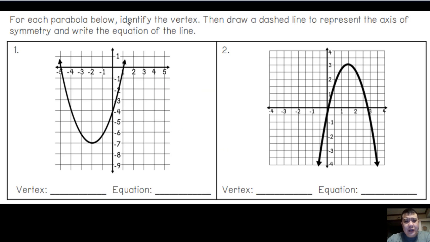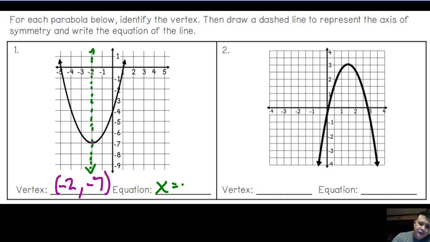For each parabola below, identify the vertex, then draw a dashed line to represent the axis of symmetry and write the equation for the line. So here we have a vertex that is right here, and that is -2, -7. And our axis of symmetry goes right here. Every point on here has an x value of -2, so therefore the equation for this axis of symmetry is x equals -2. Go ahead and try this one out on your own.